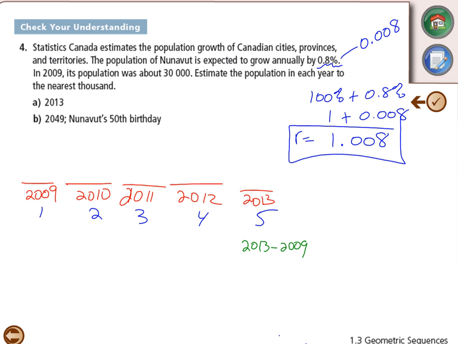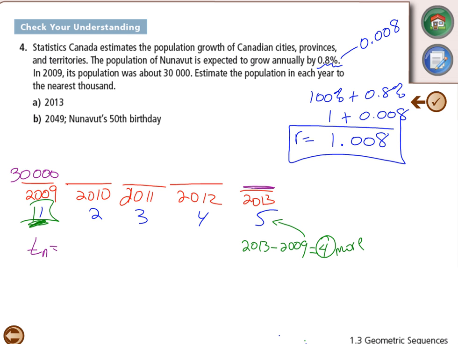2013 minus 2009 to get that we're talking about term 5. Because 2013 minus 2009 is only 4. That's meaning there's 4 more terms than the first one. So if you're going to subtract, make sure you add the one back that you started on. Okay, so you can subtract, get 4 more than the first term that you started at. So term 1 was 30,000, and we need to get to here.